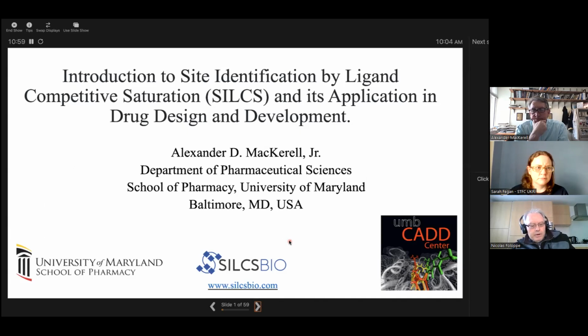So among his responsibilities, Alex is also director of the Computer-Aided Drug Design Center at the University of Maryland. And another thing that Alex has done is to co-found and be chief scientific officer of the company called SilcsBio. And I think SilcsBio, or its underlying science and technology, are the topic of today's talk.